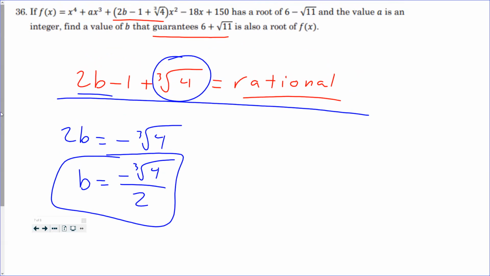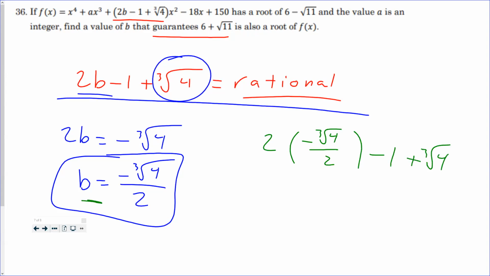What happens here is you plug this b value into here. What you get is 2 times your b of negative cube root of 4 over 2, minus 1 plus the cube root of 4. So when I do this, these cancel out, and you're left with negative cube root of 4 minus 1 plus the cube root of 4. You're just left with negative 1. So when you plug this b value back into the original, these cancel each other out, and you're left with negative x squared.